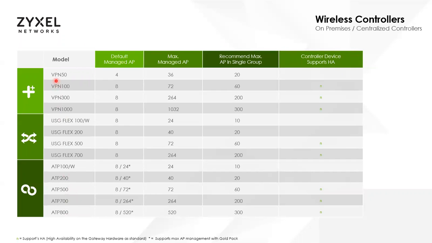This is showing you all the different models with the built-in wireless LAN controller. You can see it's the VPN series all the way down to the VPN 50, the USG Flex series starting at the 100, and the ATP series starting at the 100. This shows the default number of APs that can be managed out of the box, and this is the maximum number of APs that can be unlocked for management by buying a license.